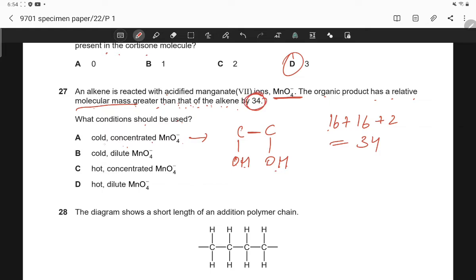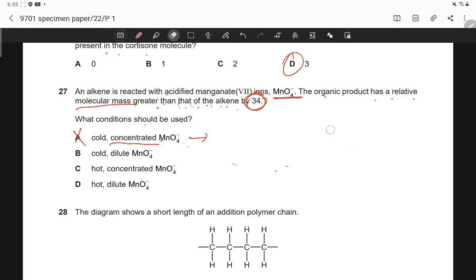Cold concentrated manganate ions, cold concentrated, greater than C double bond, extensive oxidation. No, this is not correct. Concentrated manganate, extensive oxidation takes place. So this is incorrect.